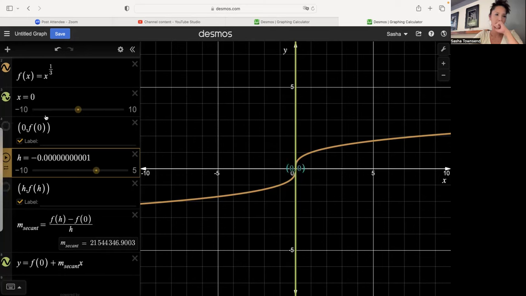which is why x equals zero is the tangent line. Yes. And that's a vertical tangent. All right. One last thing, and then we'll move on.